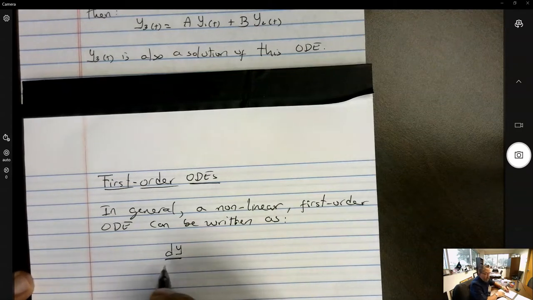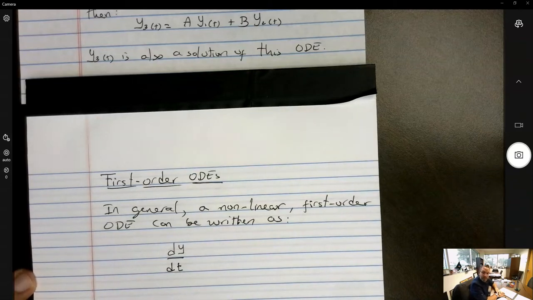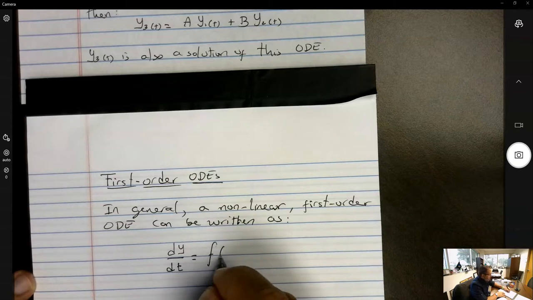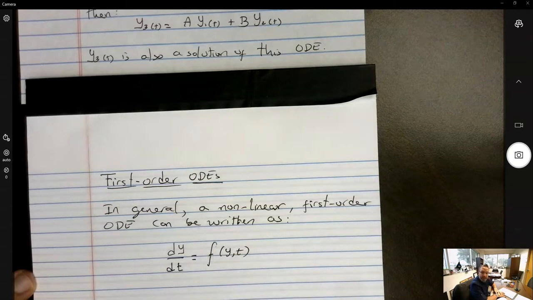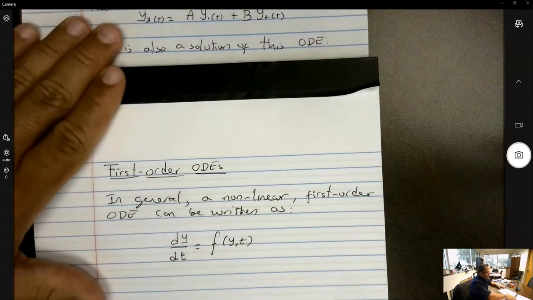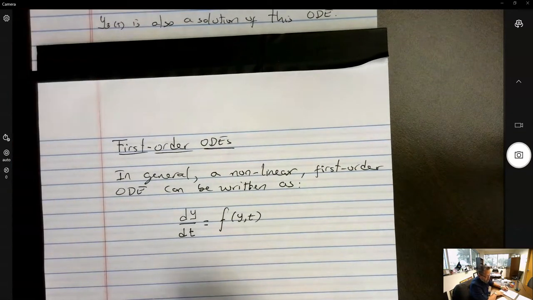So we're going to write the equation like this. Somehow, let's say that we can isolate the derivative, being the highest, the first order. We're going to isolate it on the left-hand side. And on the right-hand side, we're going to write a function of y and t, where this function of y and t can be anything. And that actually describes the differential equation.